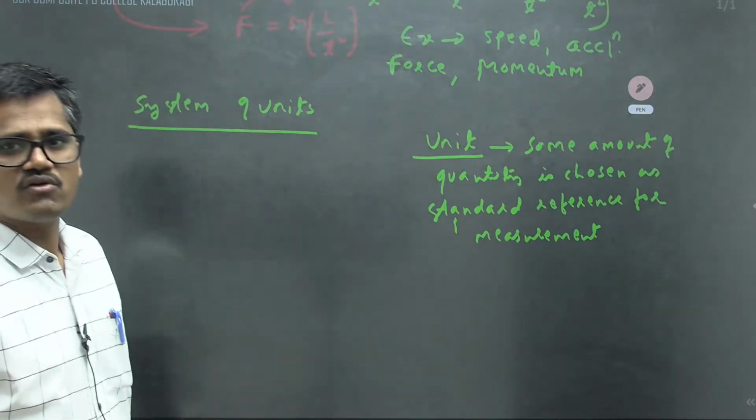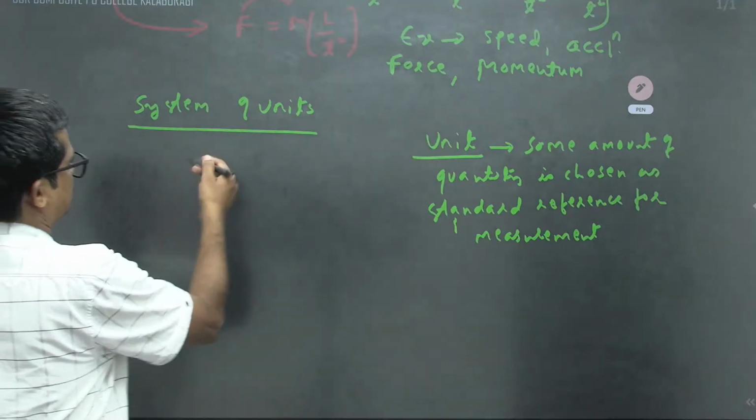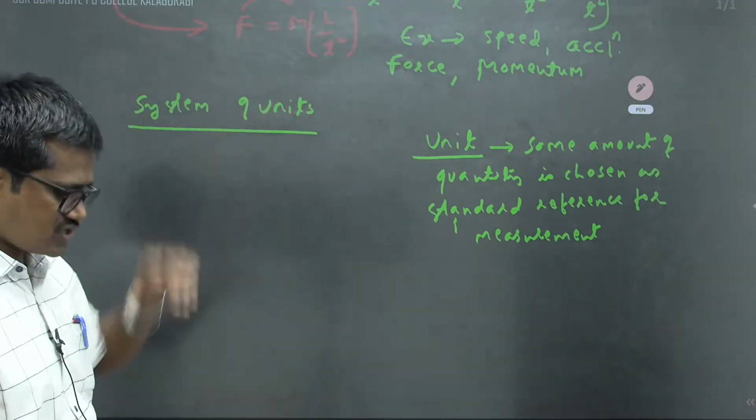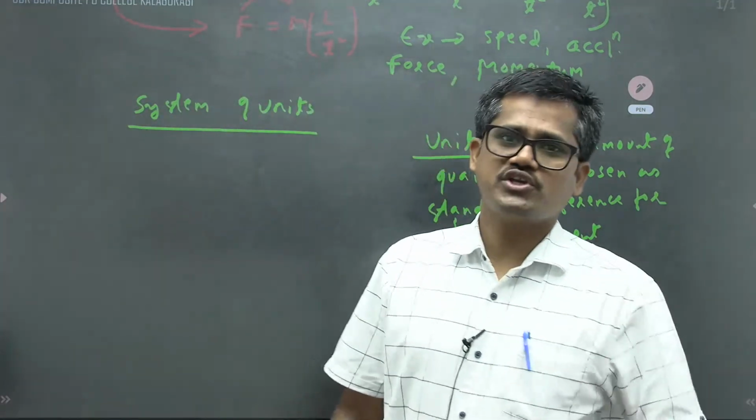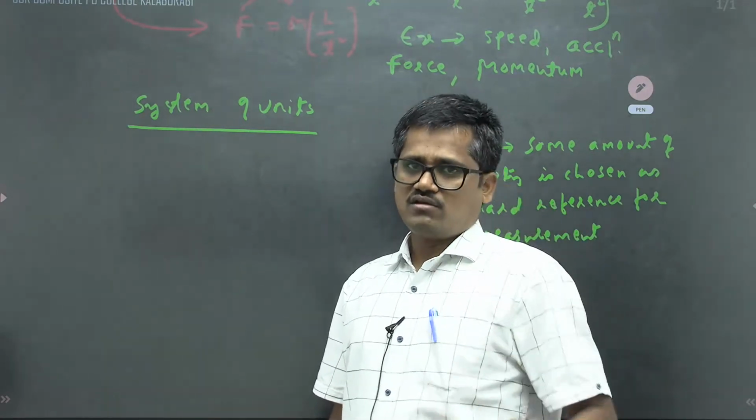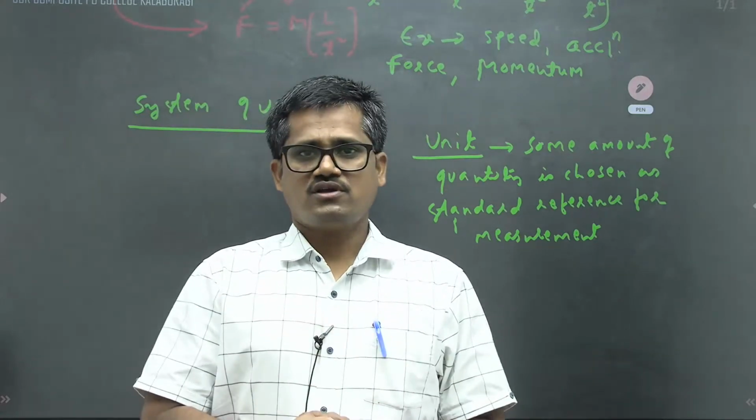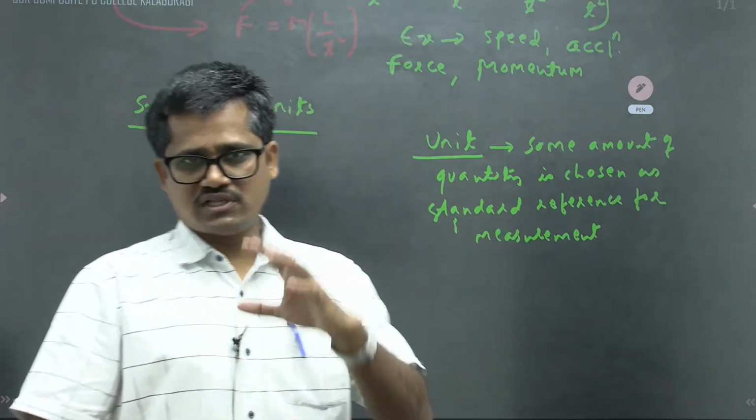Okay, now I'll move on. A system of units is a collection of units of fundamental as well as derived quantities. It's called a system of units. Now, as you go back to history, many systems of units have come and gone, but a few are remembered. Even now they are still running.